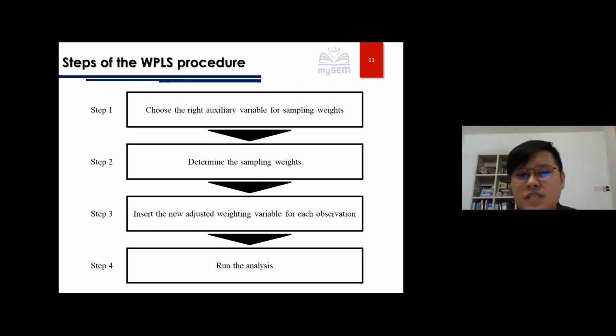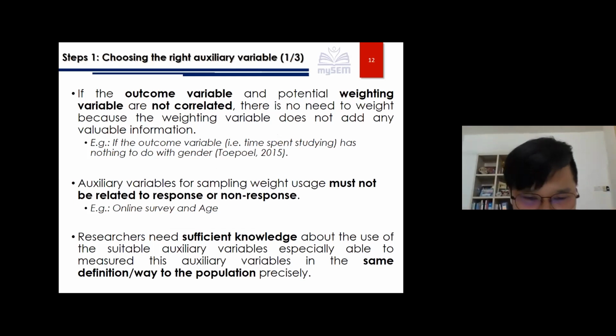But again, back to this 4-step. Step 1: I'm going to explain how to do this WPLS by first choosing the right auxiliary variable for sampling weight. Step 2, determine the sampling weight. Step 3, insert the new adjusted weighting variable for each observation, which means for each respondent that you collected, if you have 200 respondents, 200 will have an adjusted weighted value. And then step 4, of course, is the easiest one, where you run SmartPLS, you just run your measurement model and your structural model. So let us go one by one.